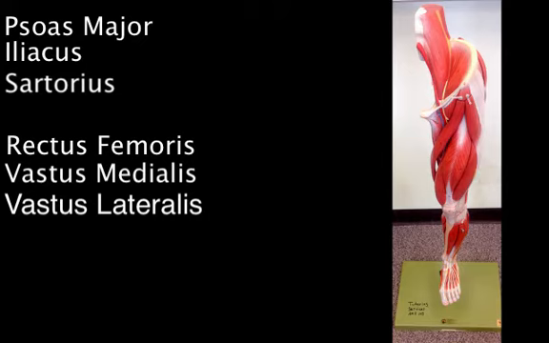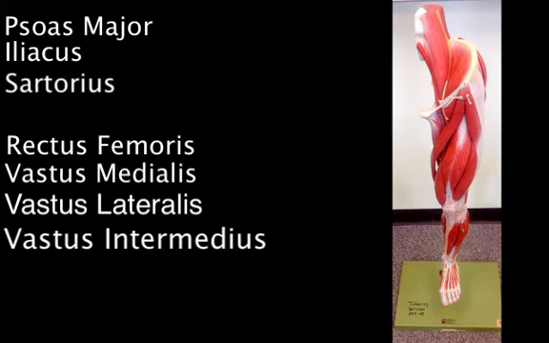And although I can't show it in this picture, there's a muscle that runs in between the vastus lateralis and the vastus medialis. It runs deep to the rectus femoris. What would that muscle be? Okay, good. That would be the vastus intermedius.